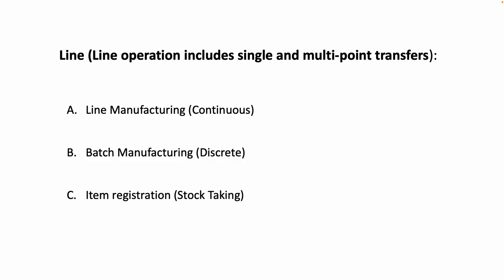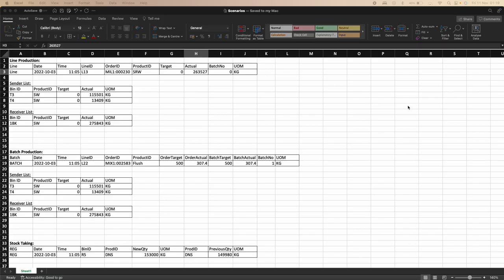Now, let's go into the example. Here are the three different examples. One is line production, one is batch production, and one is stock taking. Line production has certain extra fields which need to be captured, for example, the ordered target, ordered actual, batch target, and batch actuals, which differ from the line production.